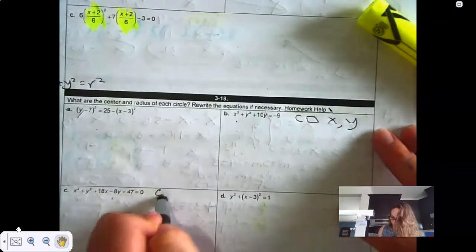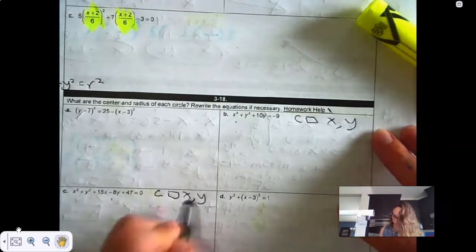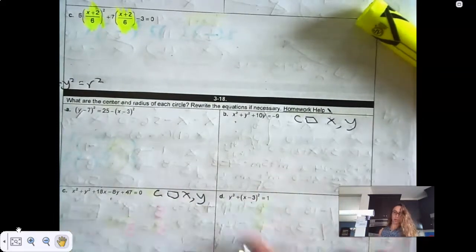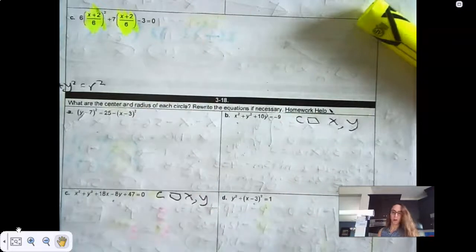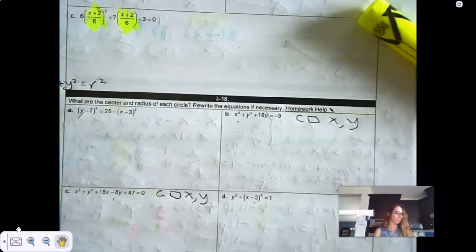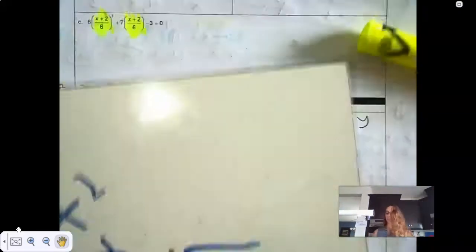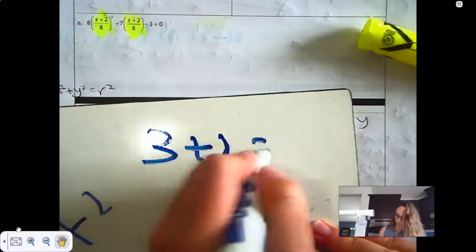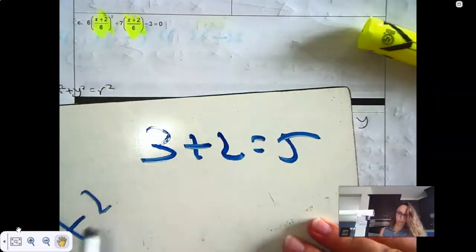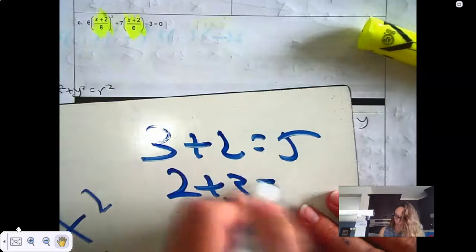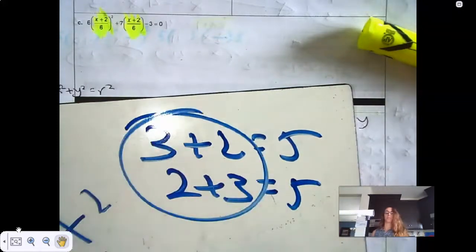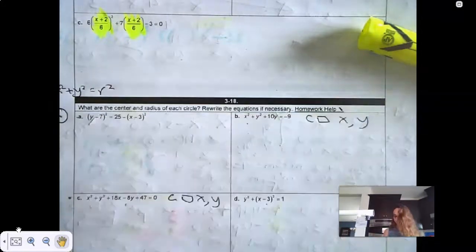Same thing here, complete the square for the x and the y. Here, just switch the spots, but you're not doing the opposite. You're just putting them in a different place. So what I mean is, if I don't like it written as 3 plus 2 equals 5, I don't subtract 2 from both sides. I just change it to 2 plus 3 equals 5 because they're on the same side. Okay? Let's go to the next page.